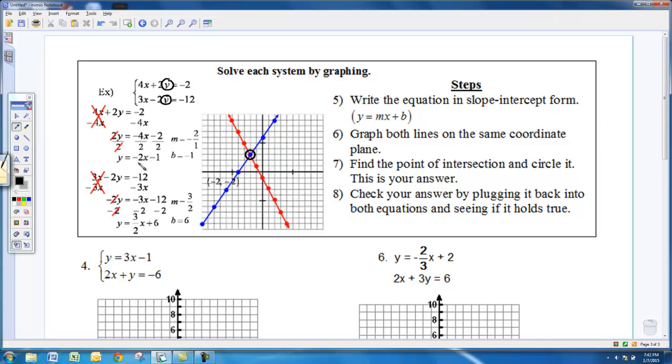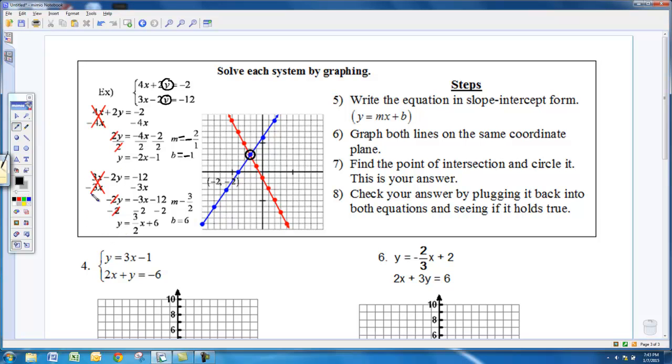-4 divided by 2 is -2. So the first term becomes -2x. -2 divided by 2 is -1. So our equation is y equals -2x minus 1. This line has a slope of -2 over 1 and a y-intercept of -1. Let's look at our second line.